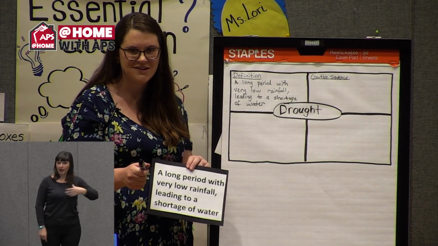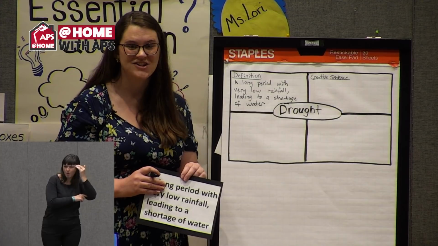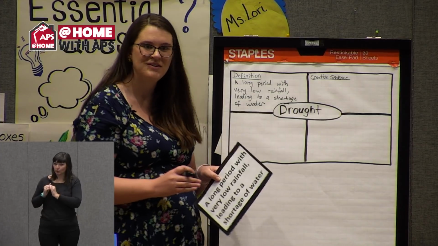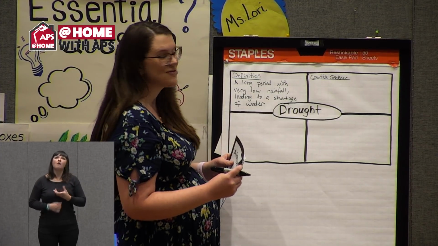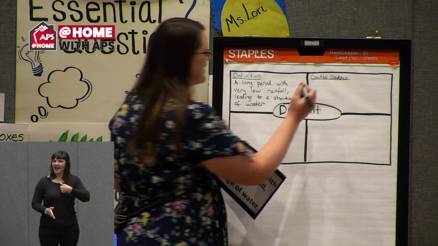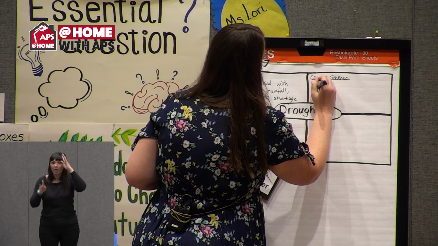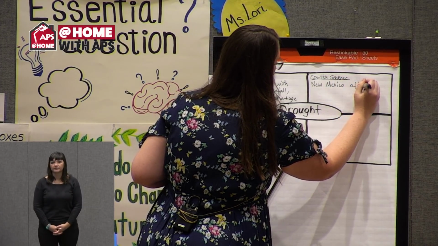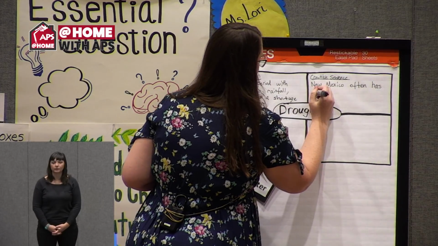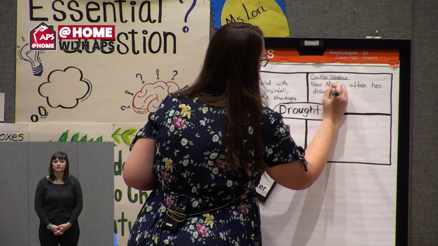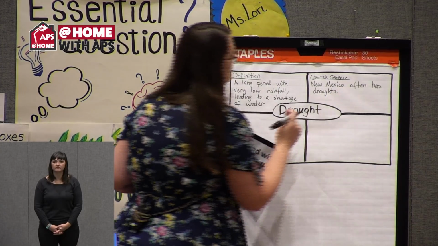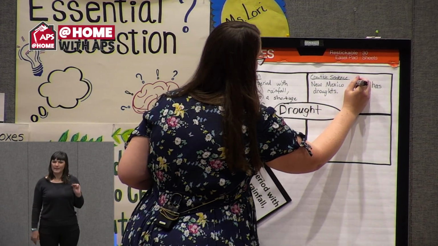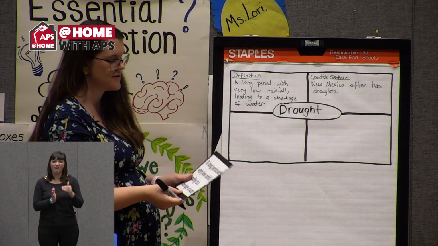So I'm going to give you a moment to come up with your creative sentence and to share it with somebody who might be sitting next to you, or to just say it out loud to yourself and write it down. And then I'll write my creative sentence while you do that. So my creative sentence is about where we live. New Mexico often has droughts, and it's true for all parts of our state.